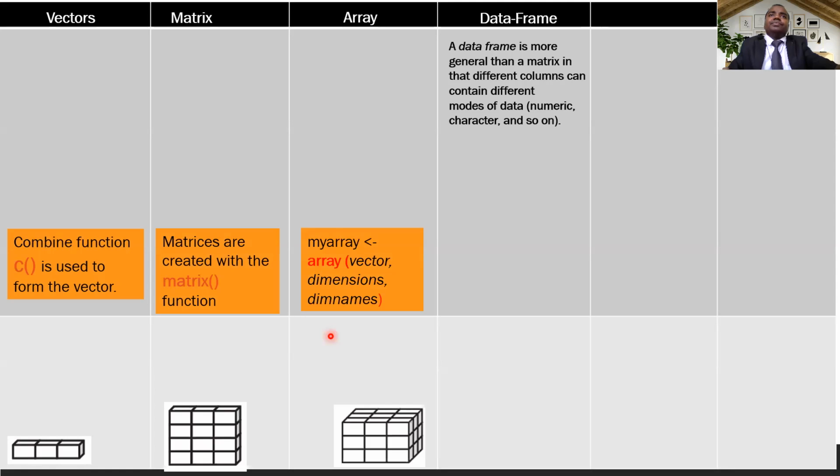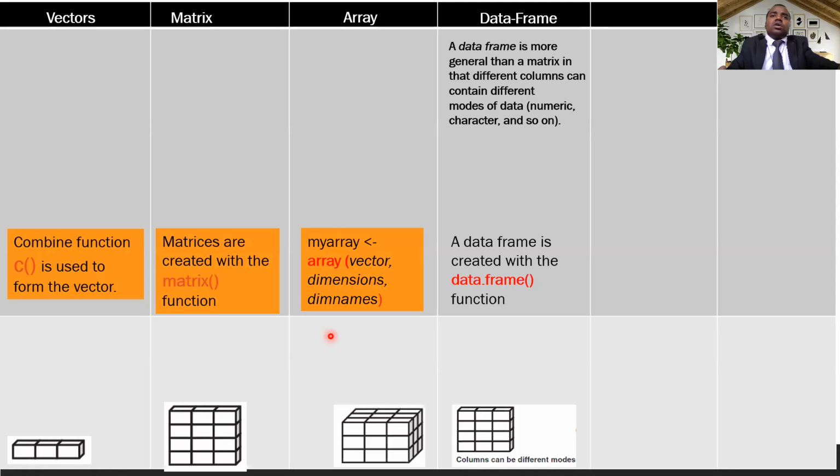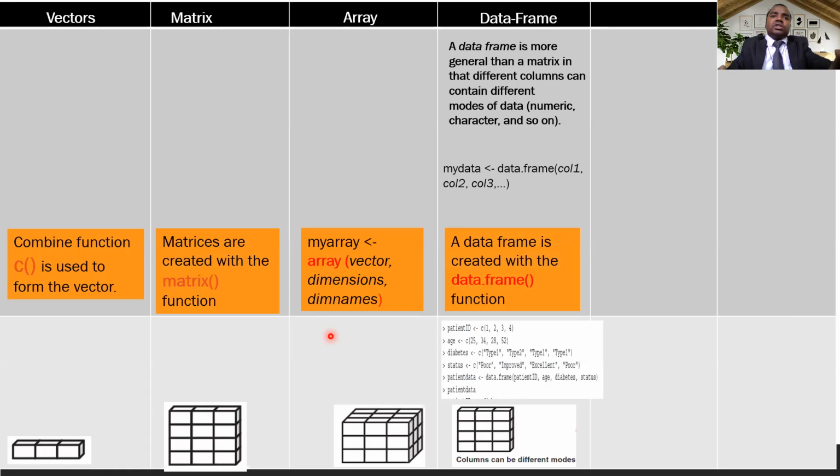Then data frame. A data frame is more general than a matrix in that different columns can contain different modes of data like numeric, character, and so on. Here a data frame can be created with the function data.frame. This is a sample code you can see.